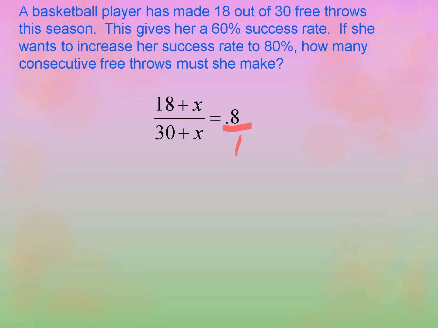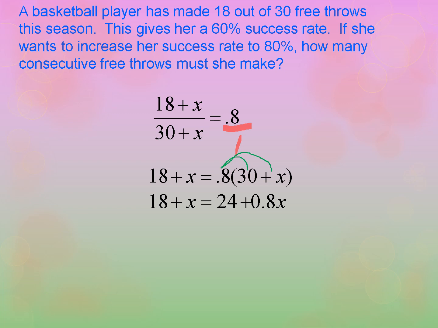We cross multiply. And so I get 18 plus X equals 0.8 times 30 plus X. And then what we have to do here is take this 0.8 and distribute it to the 30. And then we're going to distribute it to the X. So when we do that, we get 18 plus X equals 24 plus 0.8X. Now, this is a simple equation we can solve. So, you bring the x's to the left and you bring the constants to the right.